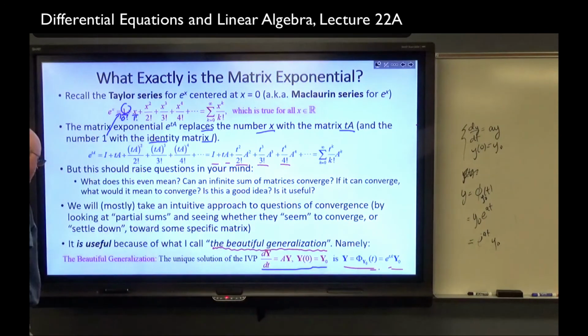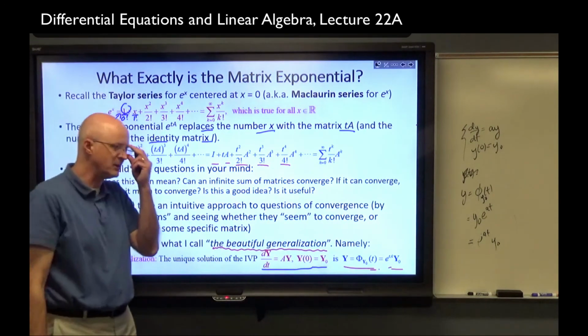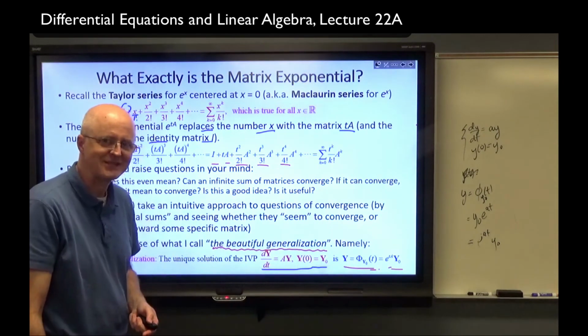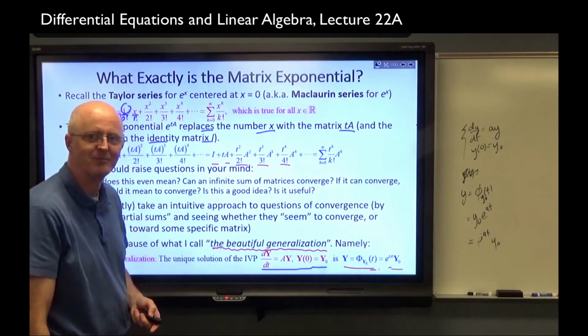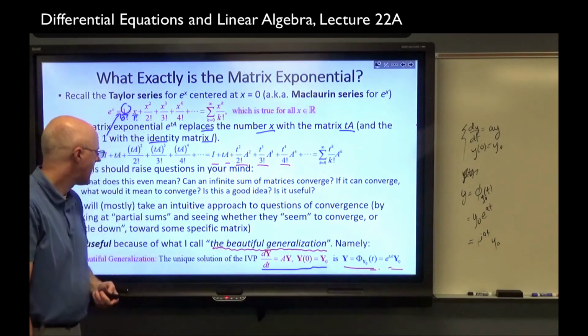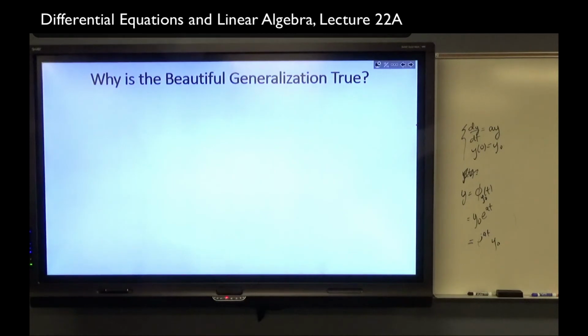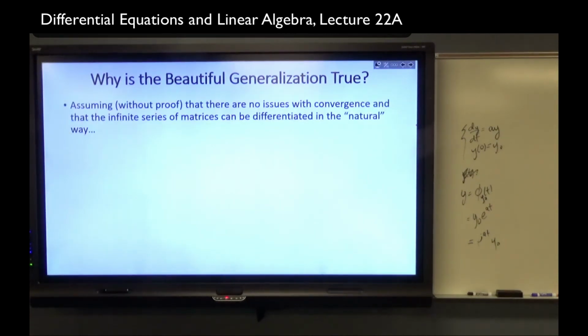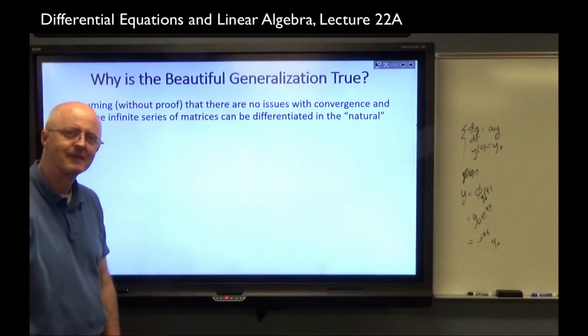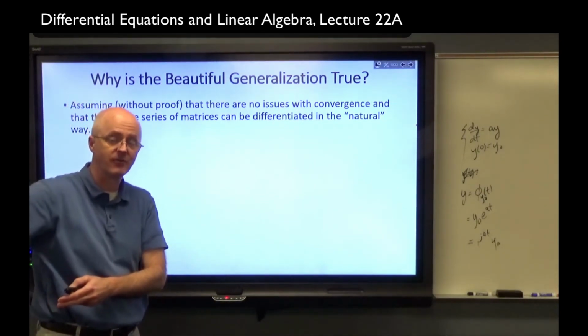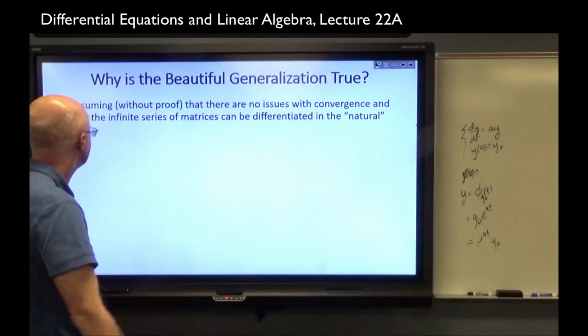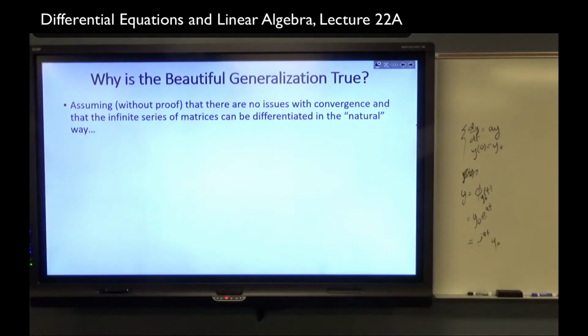Isn't that beautiful? I give it this name, the beautiful generalization. It's one of the most beautiful generalizations in all of math, I think. Plenty of people might disagree with me, but I give it that title. That's Kinney's title for this, the beautiful generalization. Why is the beautiful generalization true, though? And we're setting aside questions of convergence. What else might we begin setting aside?